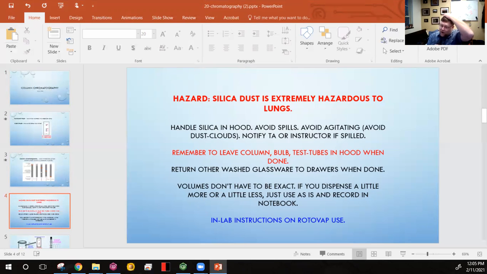So anyway, you guys can hit pause there and read these safety columns. You're going to need to wash glassware at the end. Me and the TA will help you out getting this stuff set up. But you should definitely have that in your notebook when you come. All right.